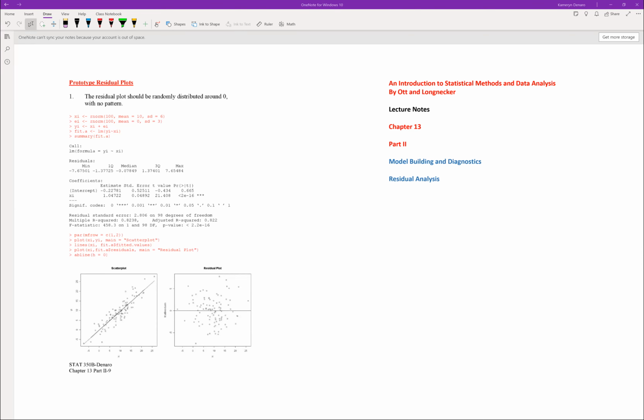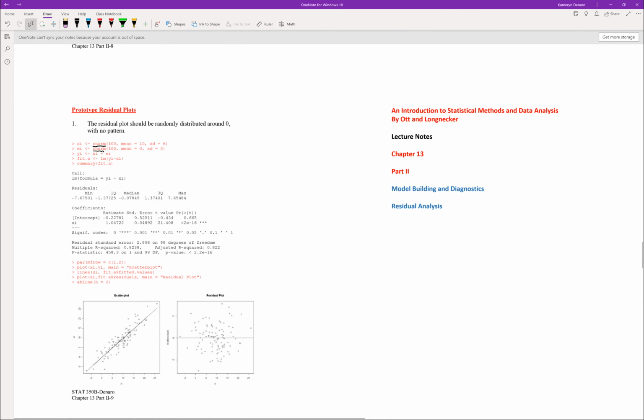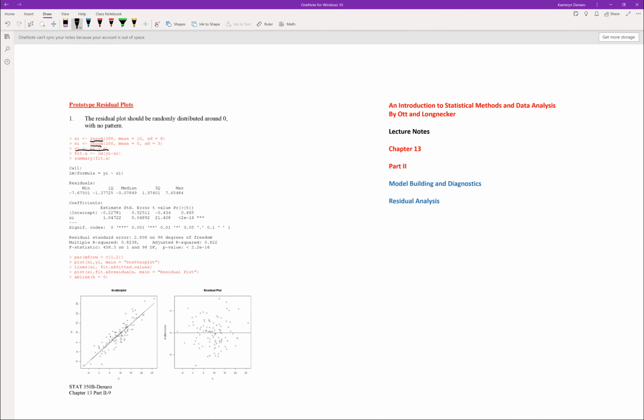So first, I'm going to create some normal random variables using the rnorm function. I'm going to create 100 normal random variables with a mean of 10 and a standard deviation of 6. And then I'm going to create 100 random errors with mean 0 and standard deviation equal to 3. I'm going to set yi equal to xi plus epsilon i. And I'm going to create a fit of the yi on the xi.